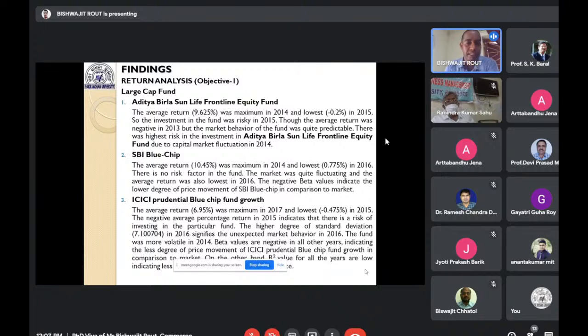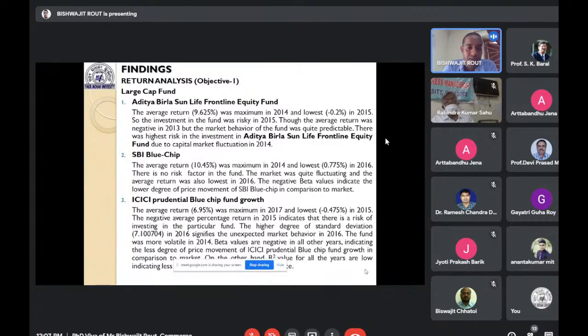The average return was 6.95%, was maximum in 2017 and lowest, minus 0.45%, in 2015. The negative average percentage return in 2015 indicates that there is a risk in investing in the particular fund. The higher degree of standard deviation, 7.1 in 2016, signifies the unexpected market behavior in 2016. So that fund was quite unexpected.